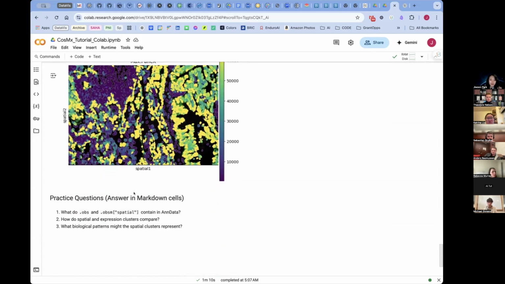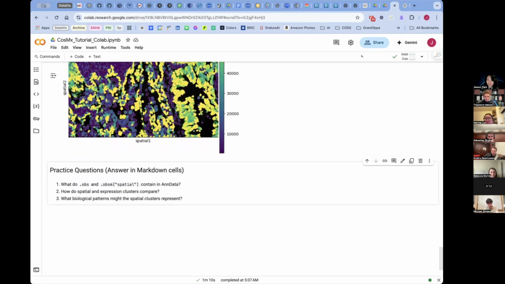And these are some of the considerations, and some questions to make sure you understood everything in this demonstration. Yes, the obs column has the metadata of the information on the cells, and obsm is more on the spatial information of the cell.